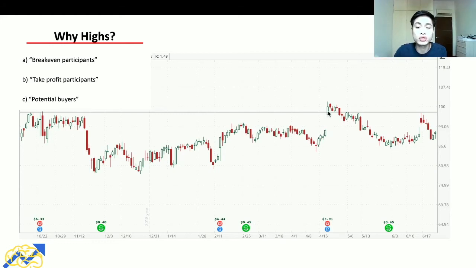So when prices reach back to the old previous high level at this area over here, those break-even participants will look to sell the stock. And this creates a relatively larger supply of the stock compared to demand over here. And when that happens, prices are likely to decline from that level.